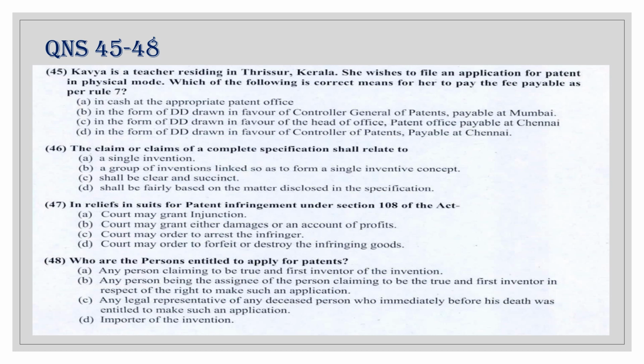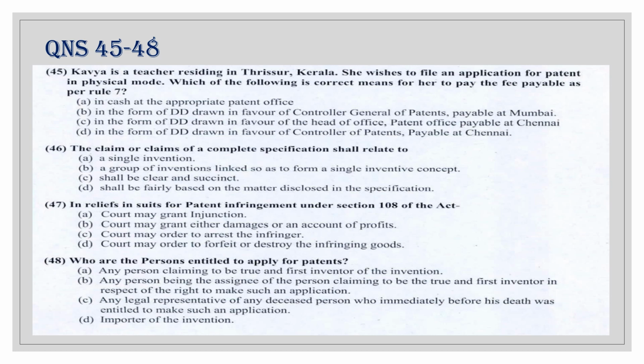Question number 45. Kavya is a teacher residing in Thrissur, Kerala. She wishes to file an application for patent in physical mode. Which of the following is correct means for her to pay the fee payable as per Rule 7? The options are: A, in cash at the appropriate patent office. Option B, in the form of DD drawn in favor of Controller General of Patents payable at Mumbai. Option C, in the form of DD drawn in favor of the head of office patent office payable at Chennai. Option D, in the form of DD drawn in favor of Controller of Patents payable at Chennai.